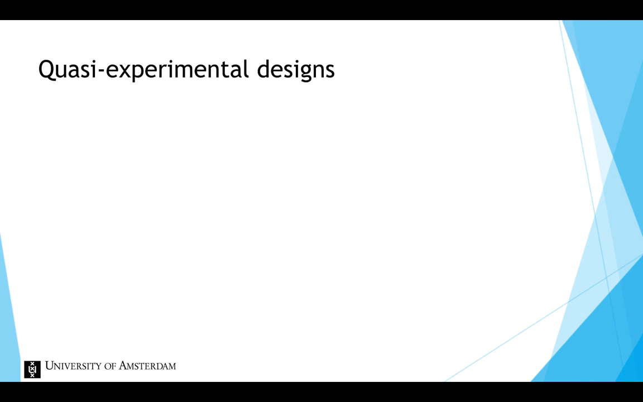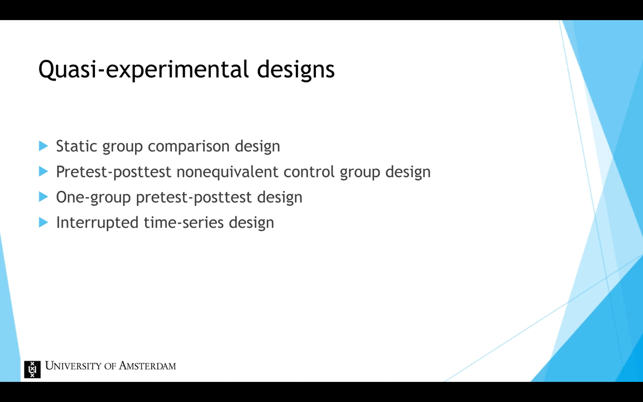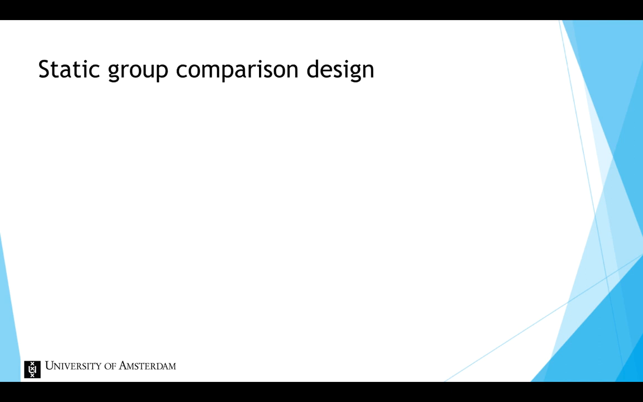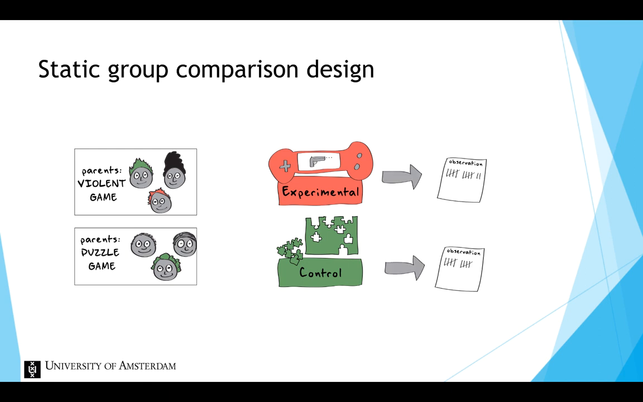Let's look at some quasi-experimental designs. We will consider five designs: the static group comparison design, the pretest-posttest non-equivalent control group design, the one-group pretest-posttest design, the interrupted time series design, and replicated interrupted time series designs. The static group comparison design is the simplest design. This design is similar to the two-group experimental design, with just comparing two groups after exposure to the independent variable on the post-test. The only difference is that the static group comparison design does not involve random assignment.